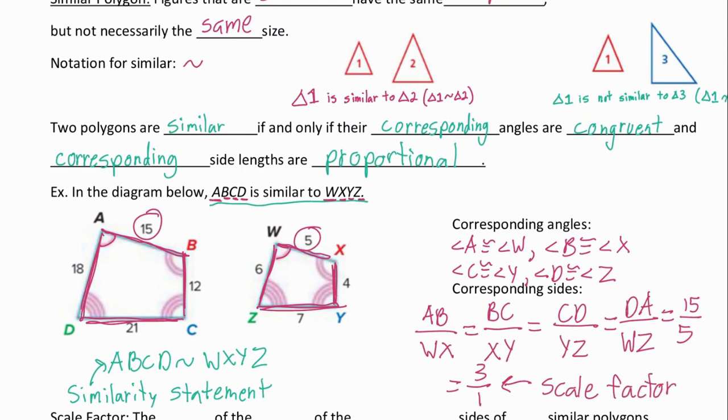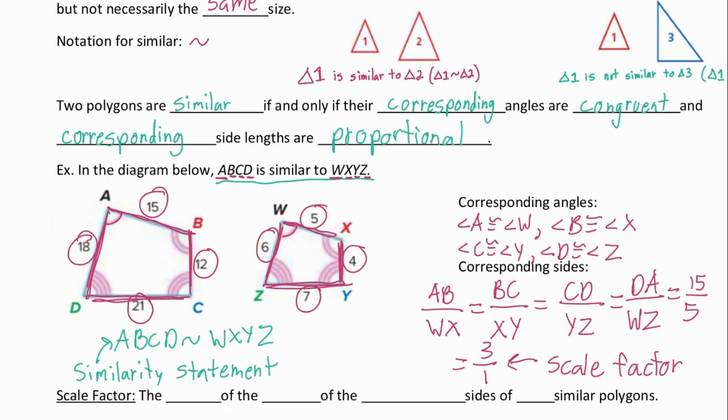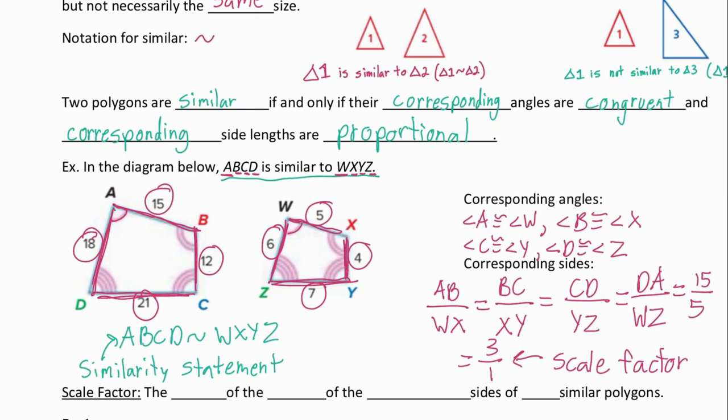Again, you can test this with other sides. You can say, 12 divided by 4, that's 3 to 1. 21 divided by 7, that's 3 to 1. And 18 divided by 6, that's also 3 to 1. So in order for this to be a similar polygon, we have to have all the corresponding angles congruent, which we do. But instead of being congruent for those corresponding sides, they have to be proportional.